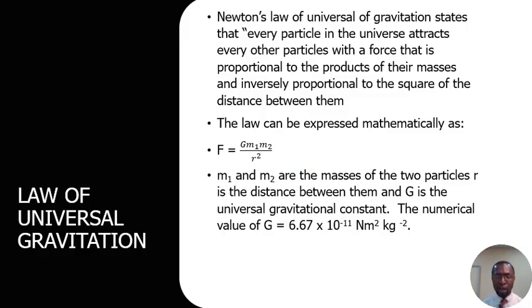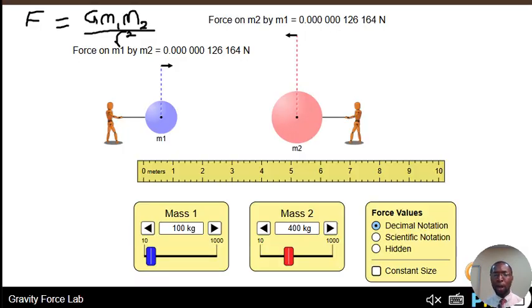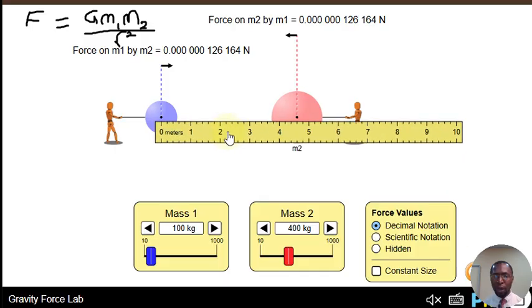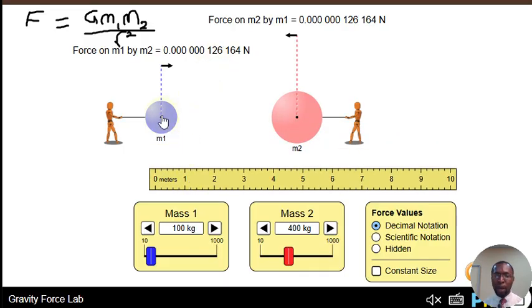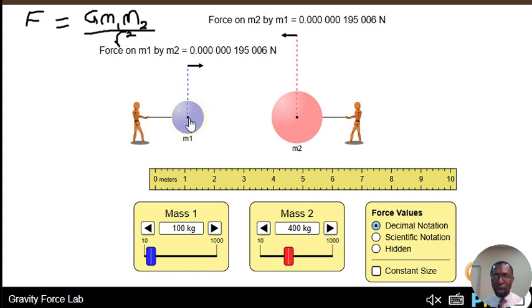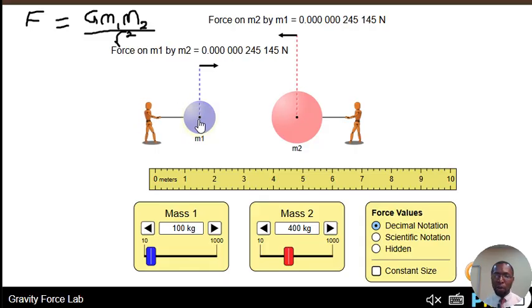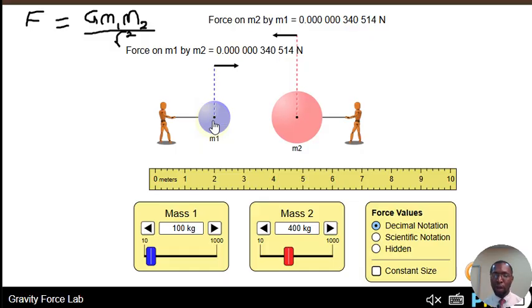Okay, let us see an instance of this law. Look at this simulation. Now, let's measure the distance between M1 and M2. Here, let's say we have 4.6 meters distance between M1 and M2. Now look at the force acting on them. We have a force of 1.26 times 10 to the power minus 7. But by the time we reduce the distance between them, you can see that the force of gravity between them has now increased from that value to 1.95 times 10 to the power minus 7. That is to tell you that the more you reduce the distance between the two masses, the more the gravitational force.